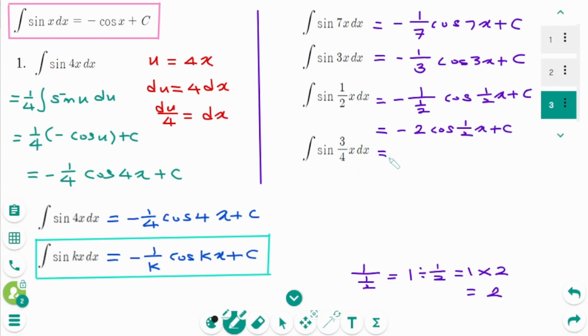Then last one, minus 1 over 3 over 4 cosine 3 over 4 x plus c. Just make it upside down, which is minus 4 over 3 cosine 3 over 4 x plus c.